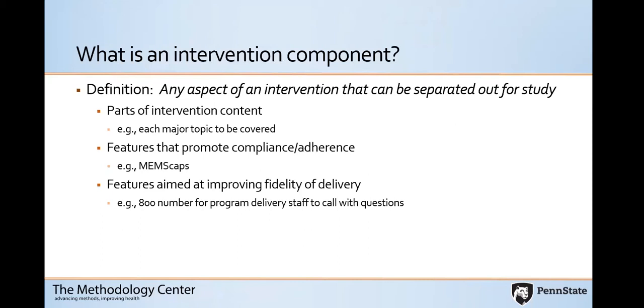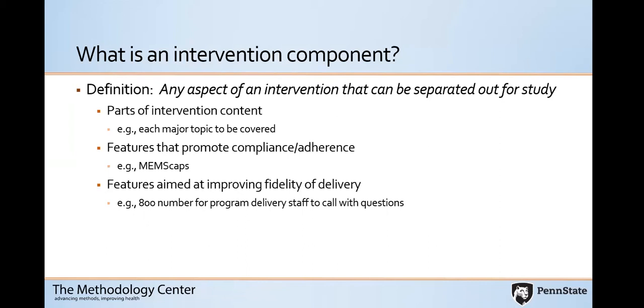So each major topic to be covered in an intervention would be a type of component. For example, if it's a school-based drug abuse prevention intervention, one component could be a public commitment not to use drugs. Another component could be aimed at helping kids to develop resistance skills. Another component could be aimed at correcting normative expectations about substance use prevalence. So each of those could be a content component.